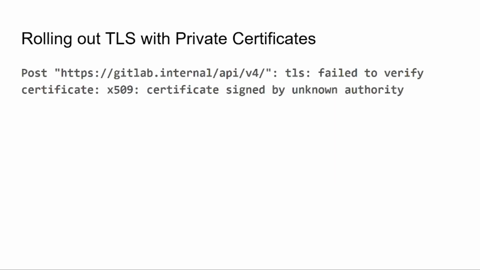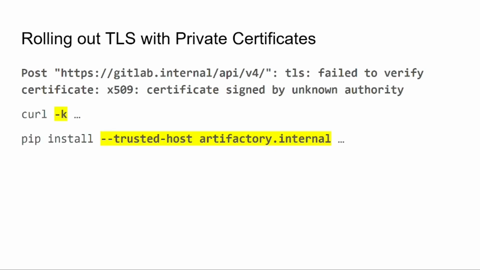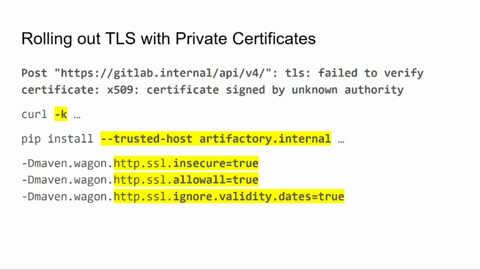Soon, everyone is looking up the turn TLS errors off option for their tools. This is when people start adding -k to their curls or --trusted-host to their pip install or whatever they need on their other tools. In fact, here's an example of settings that result in completely ignoring everything about the server certificate, including expiration.